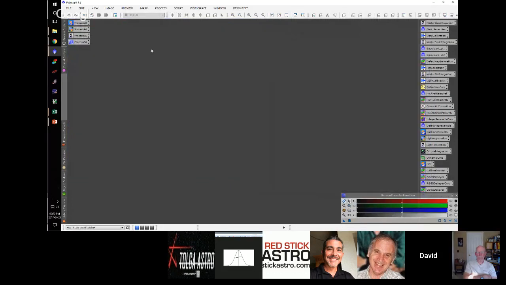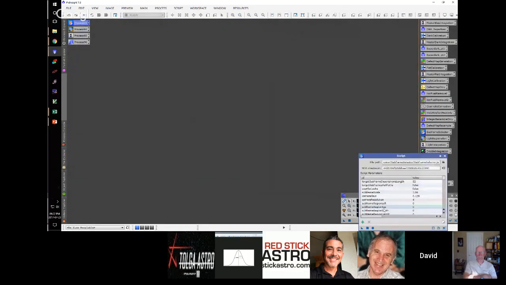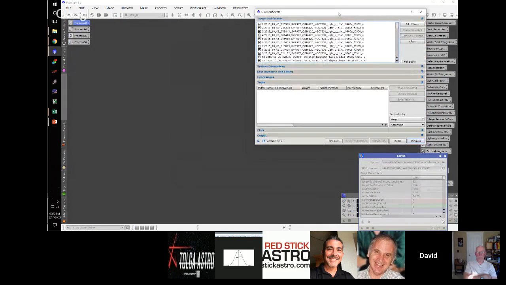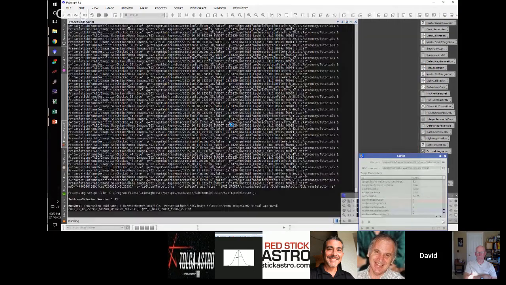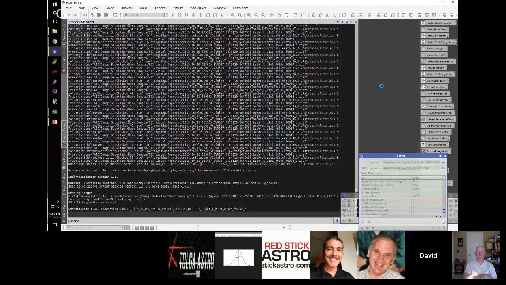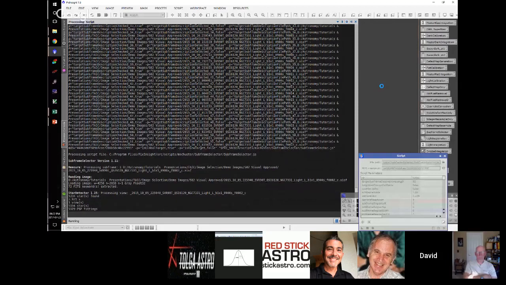So we'll close Blink real quick. I'll bring up subframe selector. So subframe selector had my specific frames in there. I'm going to go ahead and get this started in the background. While that's running, Adam, do we have any other questions?